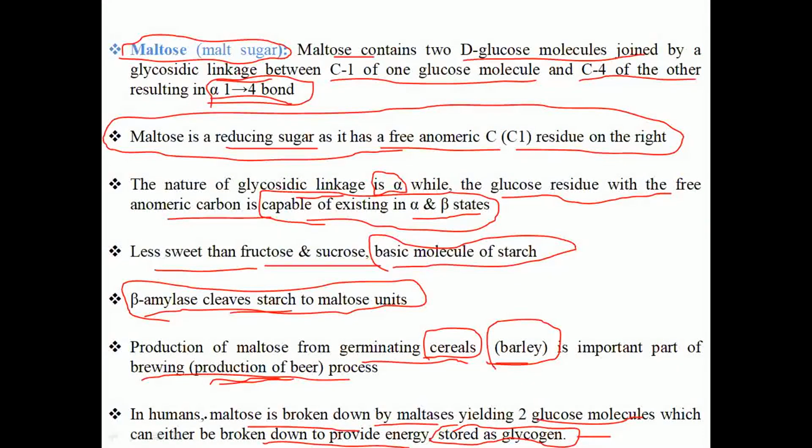So maltose in humans is broken down by the enzyme maltase, and these two glucose molecules can further be broken down to use as an energy source or can be stored in the form of glycogen.